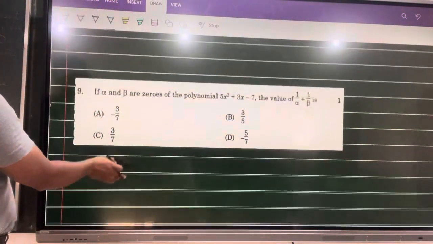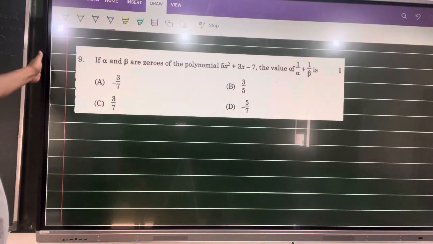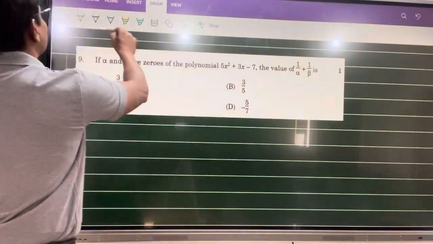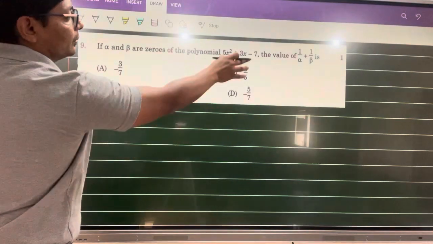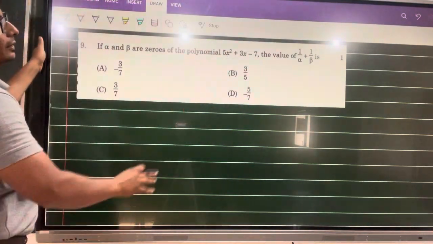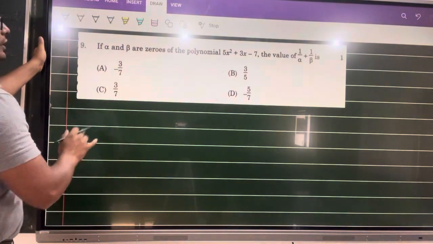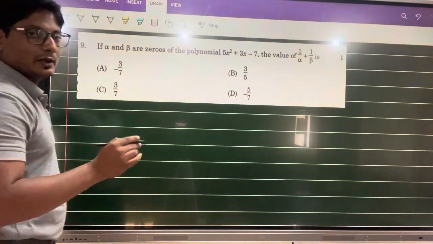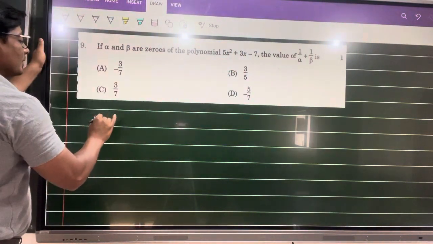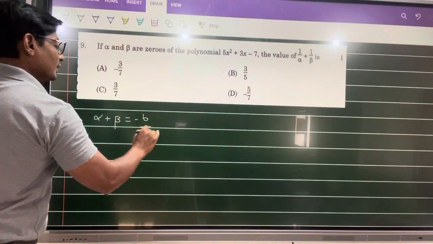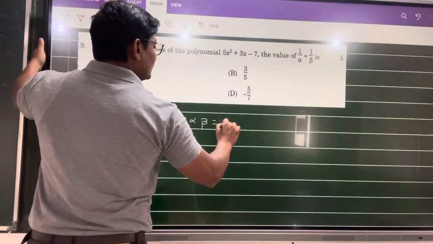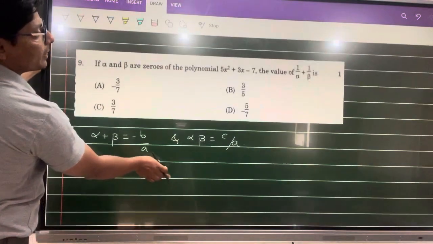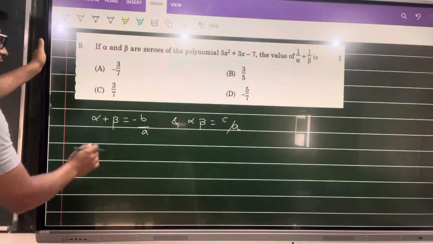Fine. Now going to the next question, question number 9. If alpha and beta are zeros of the polynomial 5x square plus 3x minus 7, the value of 1 upon alpha plus 1 upon beta is. This is a very simple question, but if you do not know how to start and obtain the required expression, it will become very complicated. Here what you need to do is make use of the relationship between alpha, beta and the coefficients of the given polynomial, which we already know. Alpha plus beta is minus b by a, and alpha into beta is c upon a. Now what I need is 1 upon alpha plus 1 upon beta. Therefore here I have alpha plus beta.